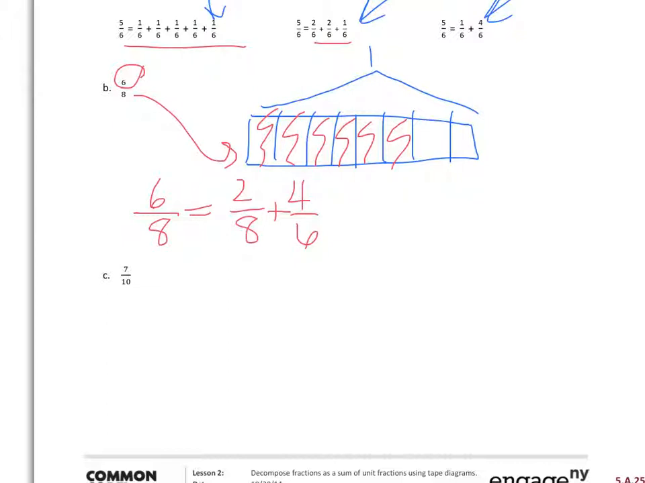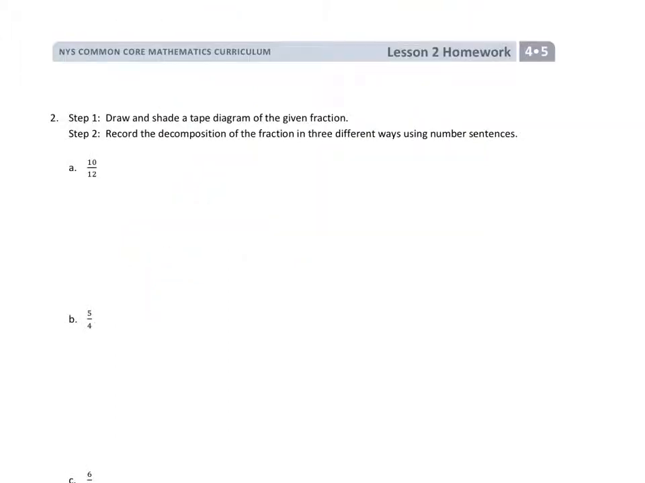So drawing the tape diagram, breaking it into this number of equal parts, because the denominator tells us how many equal parts the whole is broken into. The denominator tells us how many parts. The numerator tells us how many to shade. When your students get to the back, they're going to continue to do that.